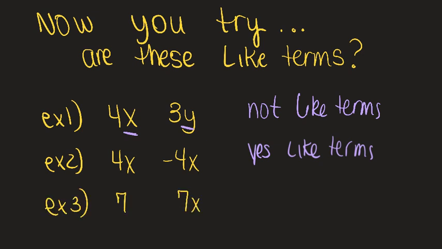Example 3, 7 and 7x. Are these like terms? The answer is no. These are not like terms. One of them has a variable. One of them has x, and the other does not have a variable. So, a whole number and a number with a letter makes them not like terms.